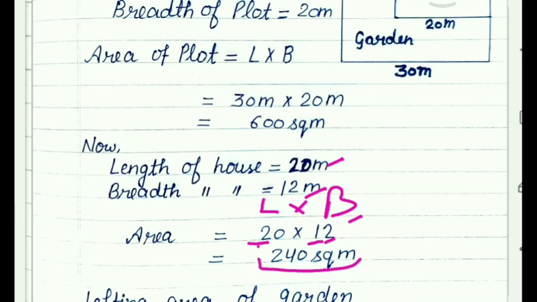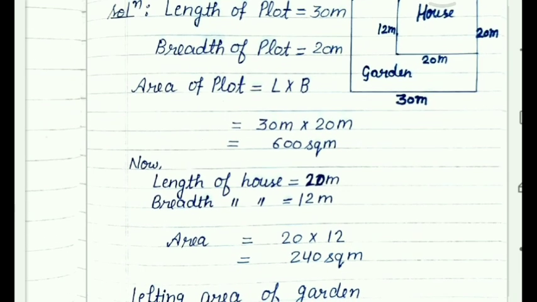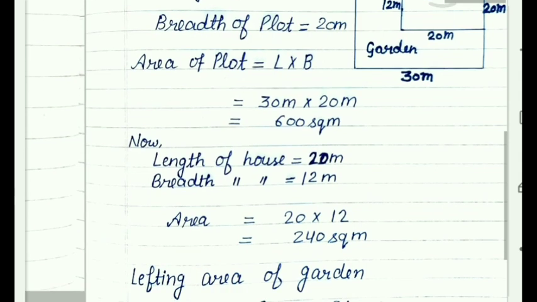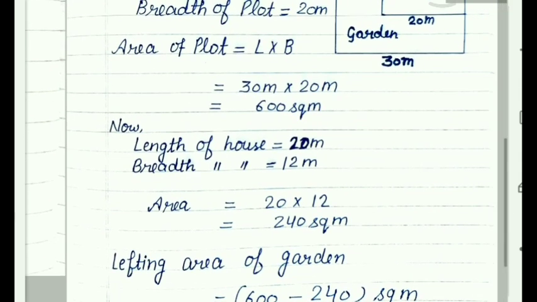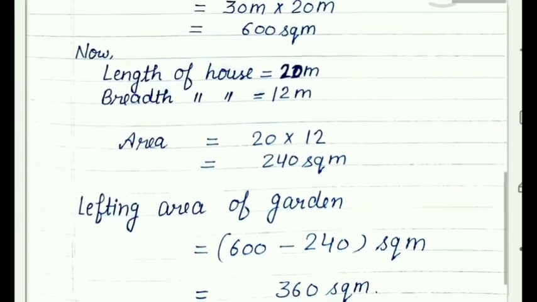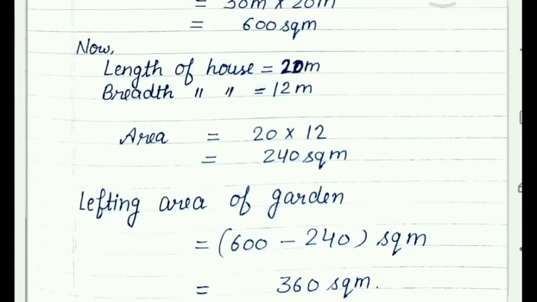You can see here, what is the area of the plot? The area of the plot is coming 600 square meter, and the area of the house is coming 240 square meter. If we subtract the area of the house from the area of the plot, then what will be left? The area of the garden.